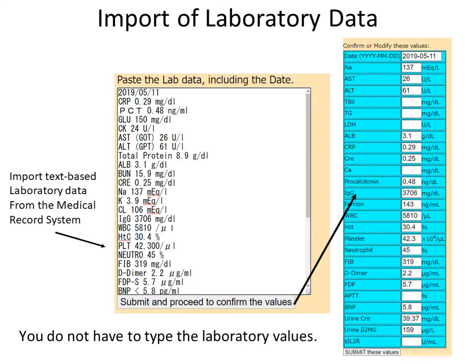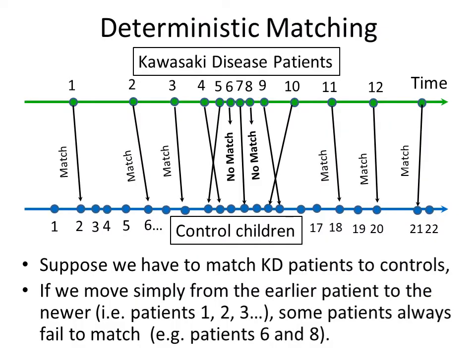A large number of laboratory variables can be exported from the electronic medical record system into Kawaiiss instantaneously by automatic string recognition. You do not have to type the laboratory values. This system can be used for research purpose. For example, Kawaiiss can assist in a future prospective study which is aimed at identifying etiological agents for Kawasaki disease.